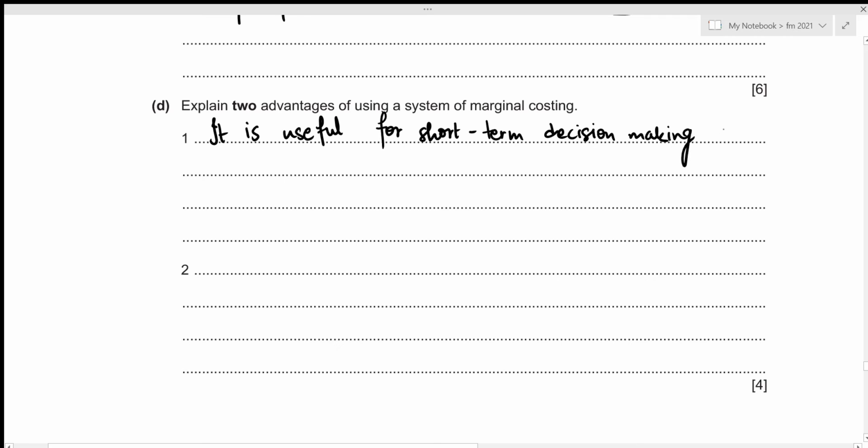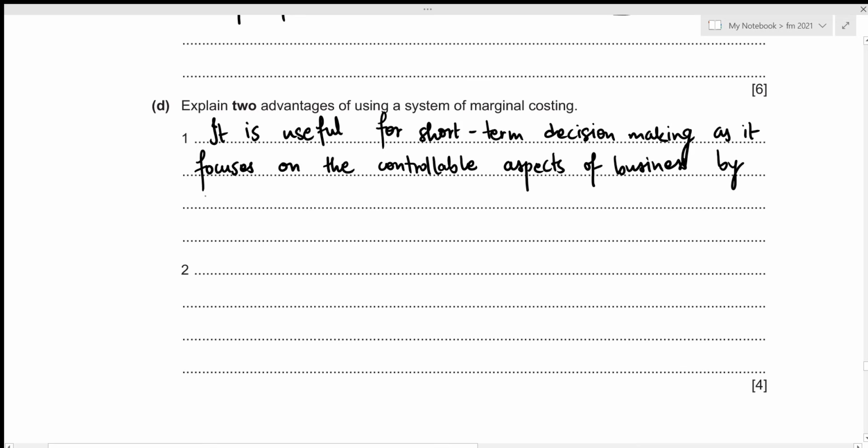as it focuses on the controllable aspects of business by separating fixed and variable costs.